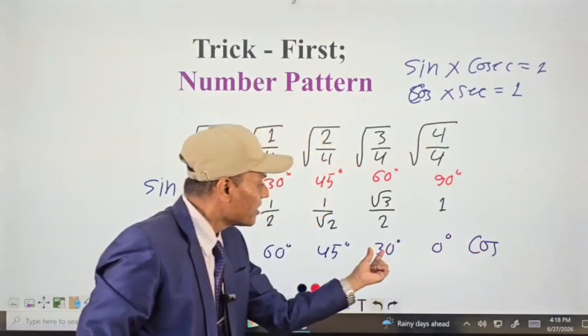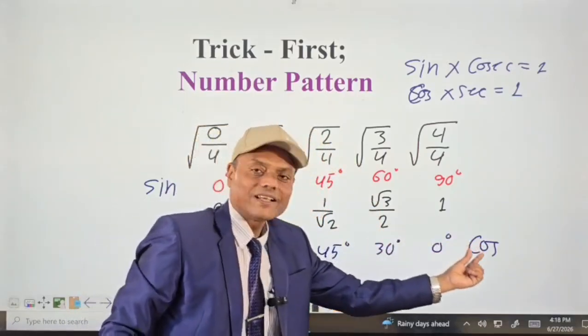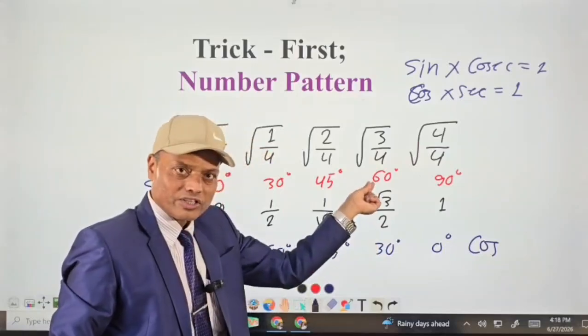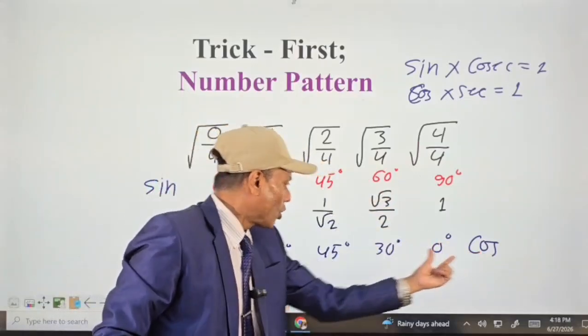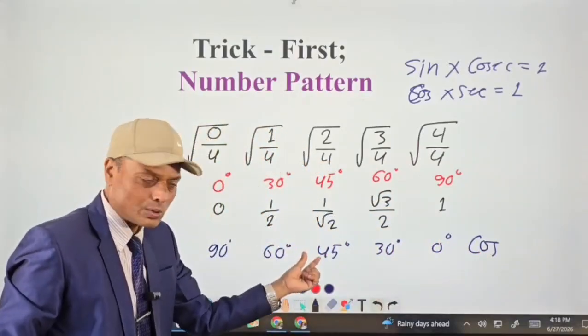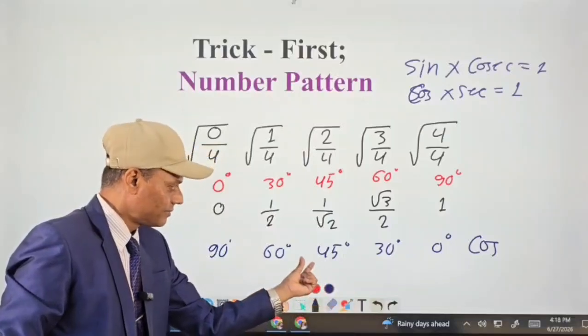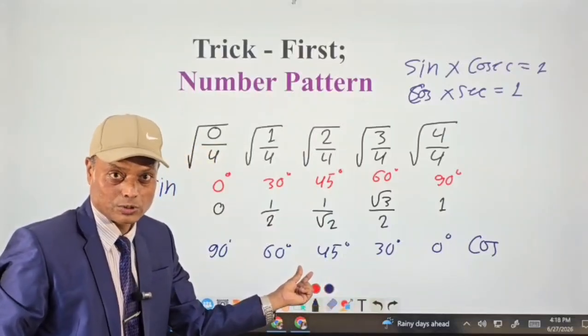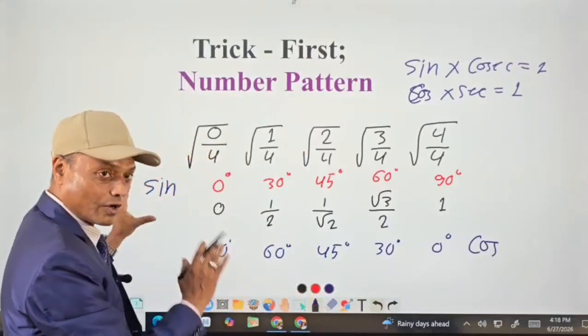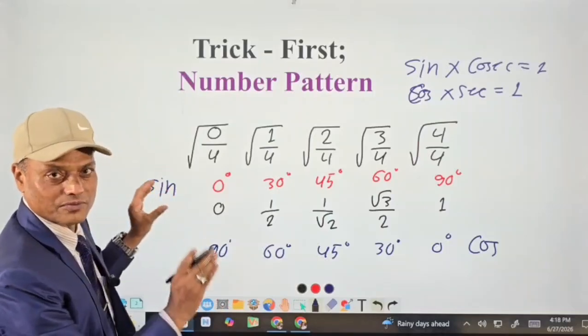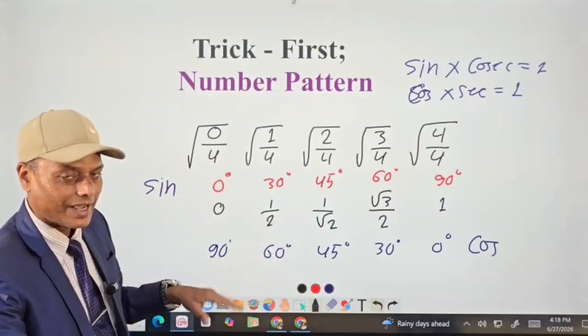Value of cos 30 degree is root 3 by 2. So sec 30 degree will be 2 by root 3. Right? Value of cos 45 degree is 1 by root 2. And that of sec will be root 2 by 1. That is root 2. Isn't it? So from this table, you can easily get the values of sine, cos, sec and cosec.